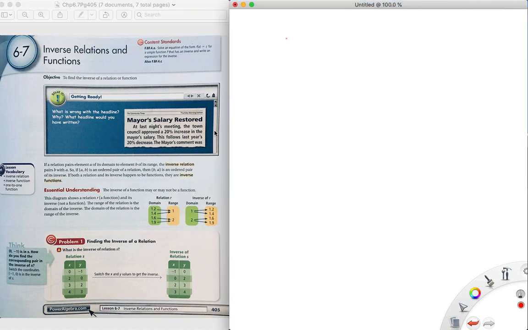Hey guys, this is Algebra 2, Chapter 6, Section 7. It's going to be our last section of this chapter, and it's going to deal with inverse relations and functions.